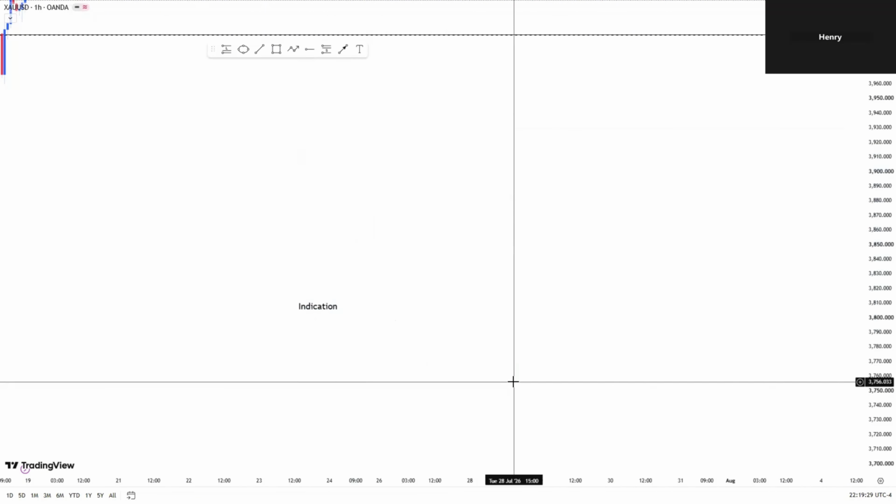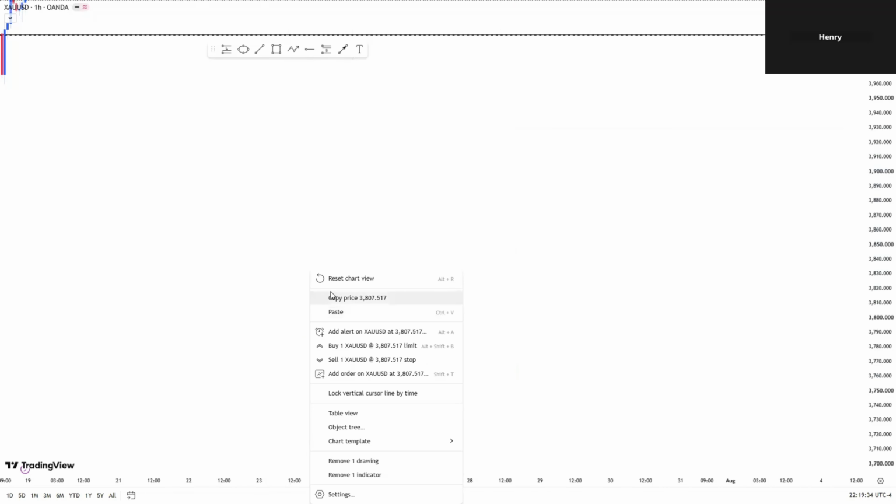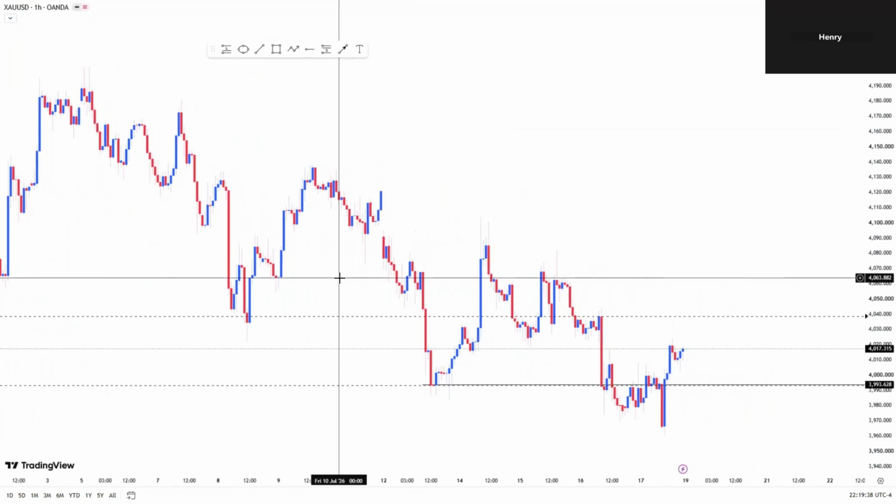Let's hop on the charts. Boom. Okay, let's go on the charts. So this is what I want you guys to understand. If price is to keep being bearish, we definitely have to keep seeing what? Lower lows and lower highs, right?